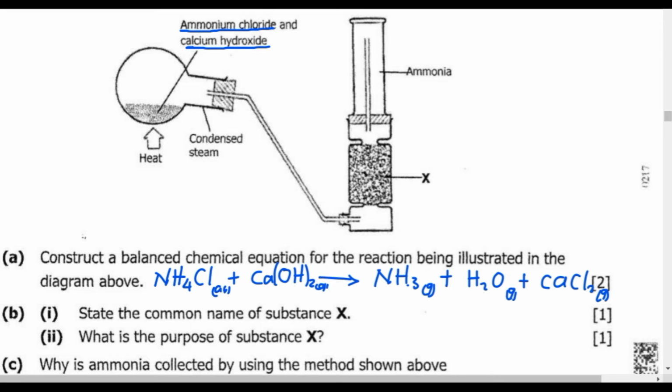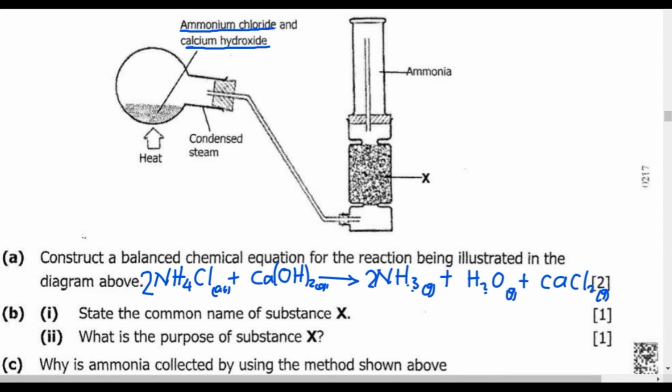Now our work is we need to balance our chemical equation. So we can put 2 here, so that we have 2 nitrogen, 2 nitrogen. Then for hydrogen, we have 4 from ammonium chloride and 2 from calcium hydroxide, making it 6. Then for oxygen, we have 6 from here, then plus 2, 8.